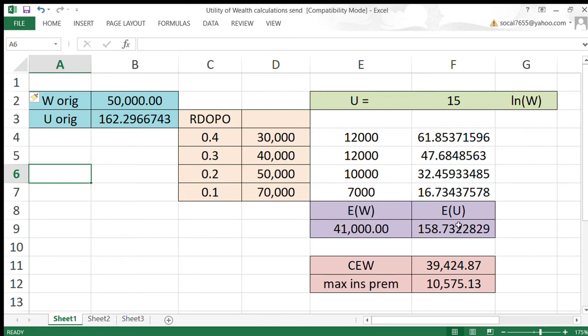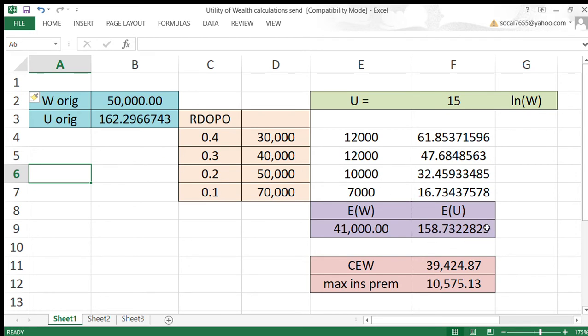And so the expected value of utility of wealth is 158.73222829, and we of course notice that that expected value of utility is less than what we started with, 162.2966, etc. Okay? So we see that immediately upon the arrival of this risk, the utility of the investor falls. Okay, that's a very important observation.